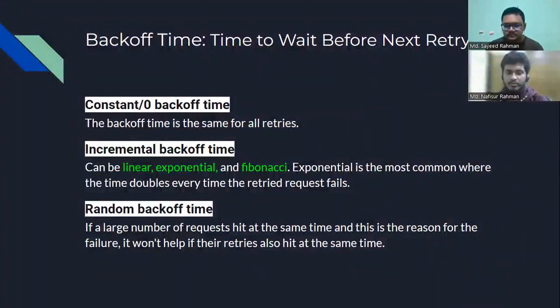But I think there should be an upper bound for the random backoff time, because it could be like 1 second and then 1 hour. So what do you think? Yes, you must have an upper bound and a lower bound. That's good.